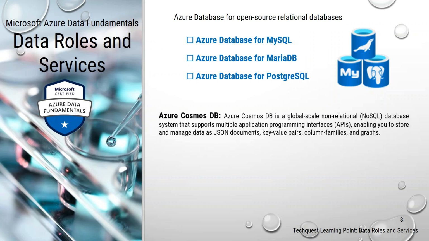Azure Cosmos DB. Azure Cosmos DB is a global scale non-relational NoSQL database system that supports multiple application programming interfaces (APIs), enabling you to store and manage data as JSON documents, key-value pairs, column families, and graphs.